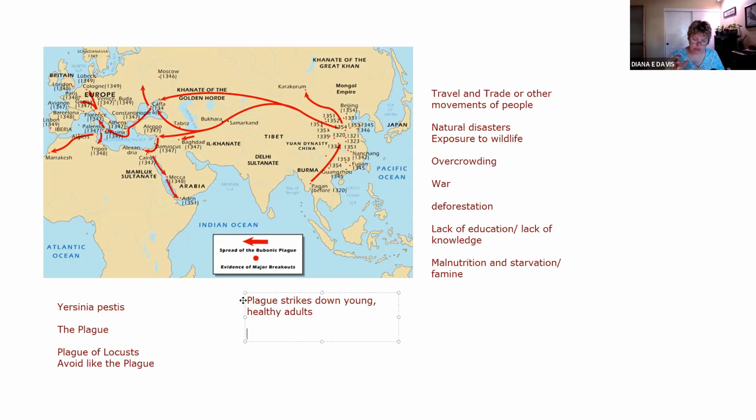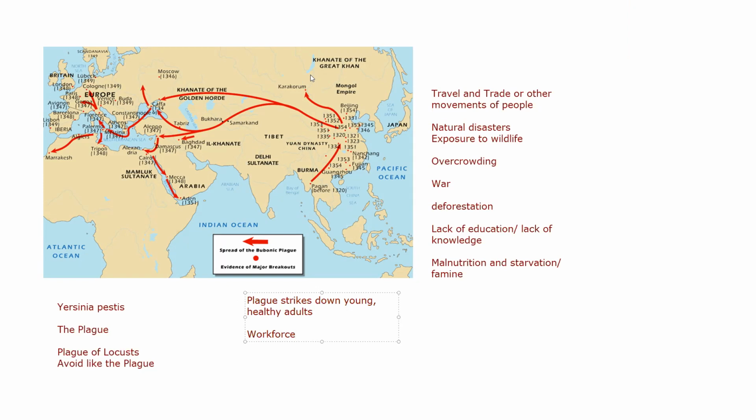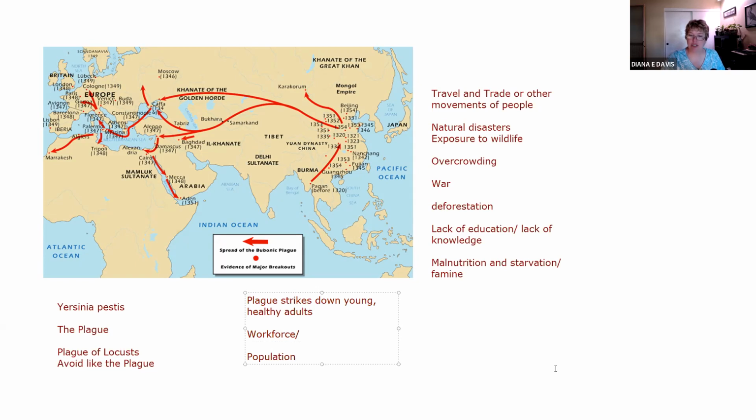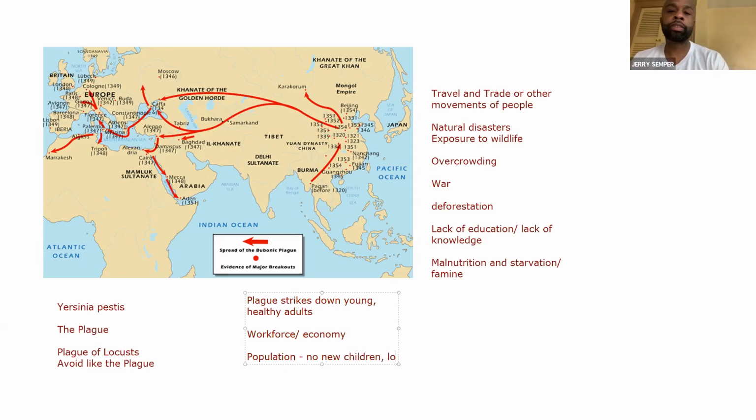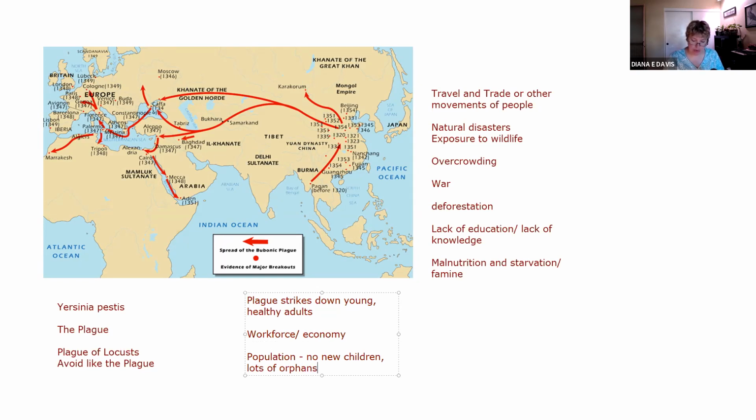What happens when you lose the young, healthy adults in a population? Workforce is affected, absolutely. Julia, go ahead. Young, healthy adults are not going to be able to contribute to the population. They're not going to be having children, absolutely. What else though? What if they've already got children? More orphan kids. Yes. So when the plague came through, it would leave lots of orphans. The 1300s, not a great time to be orphans. I mean, there's never a great time to be orphans, but sometimes the times were harder than others, and they were pretty challenging during this time period.